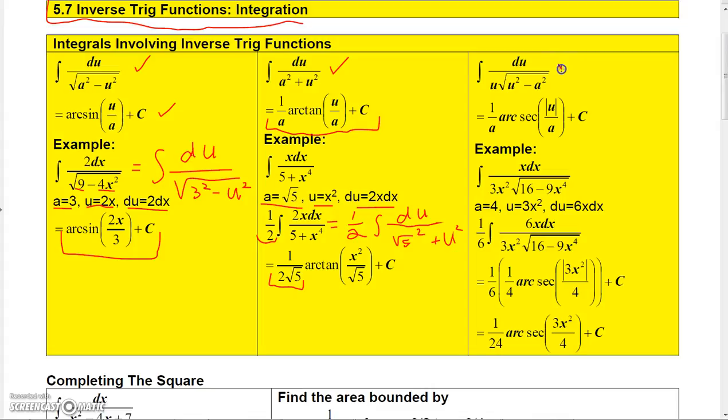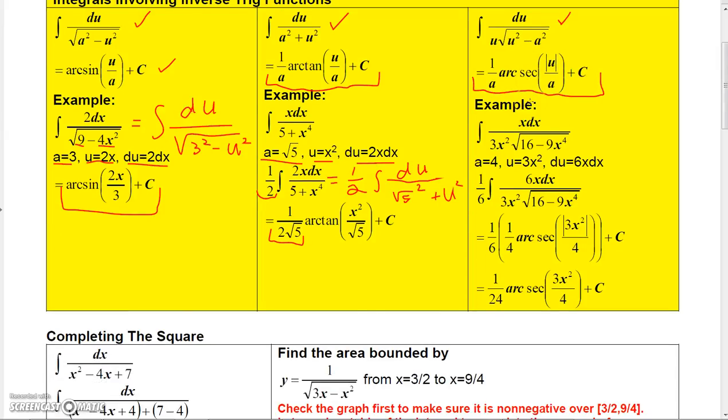Now, if you have an integral in this form where you have du over u times the square root of u squared minus a squared, it integrates to 1 over a arc secant of the absolute value of u over a plus a constant. So let me give you an example of that one.